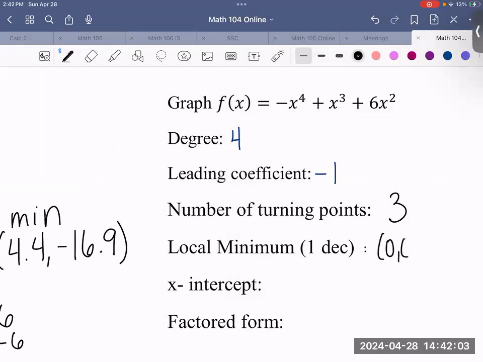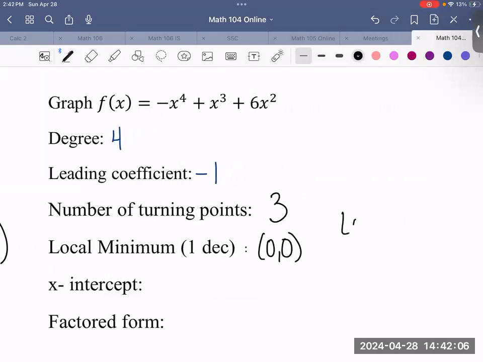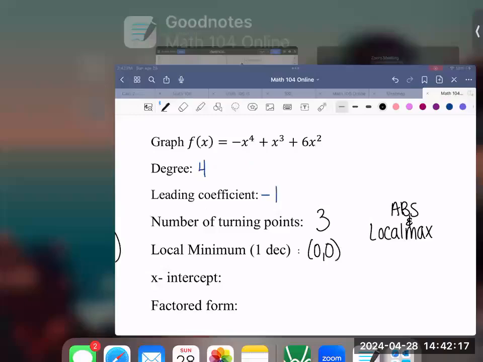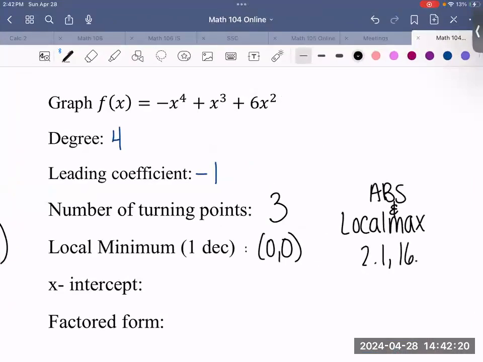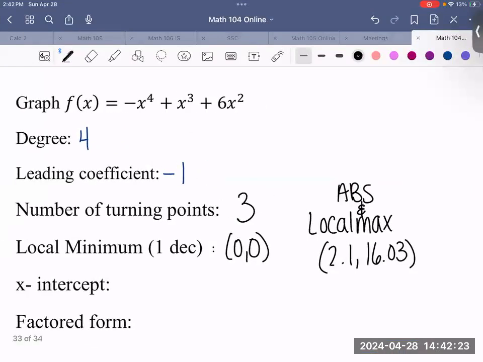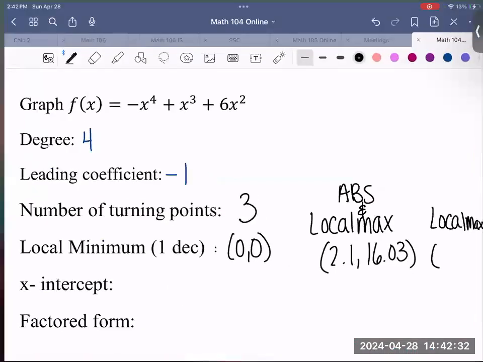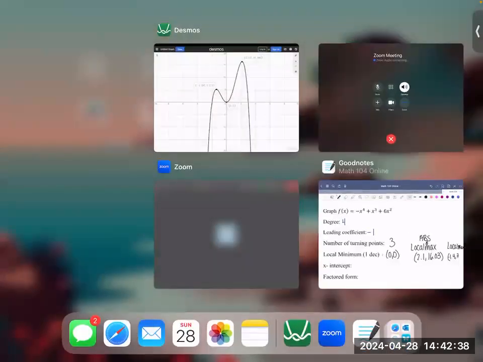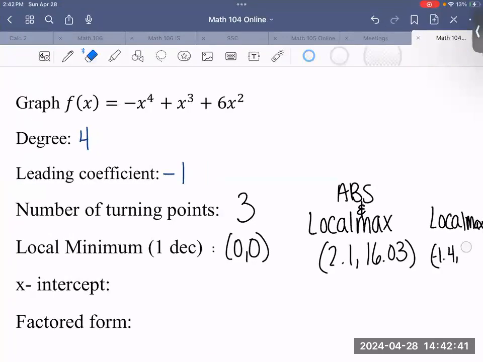We had a 0, 0 for your minimum. Let's also do a local max and absolute max. That would have been 2.1. Okay, and one that was just the local max was at -1.4 and 5.2, 5.2. And there you have it.